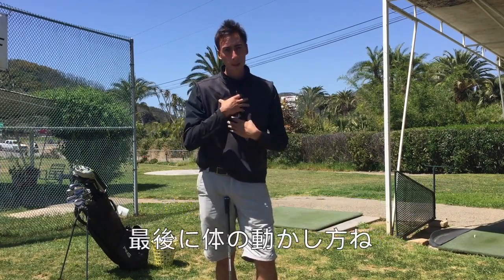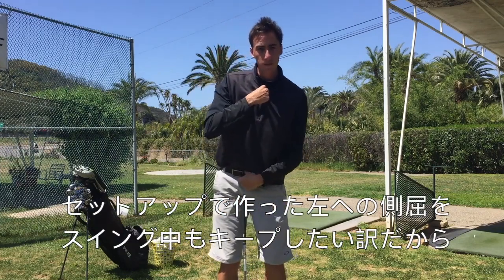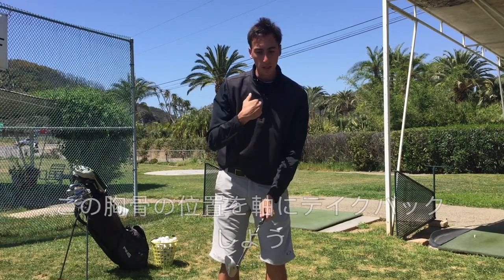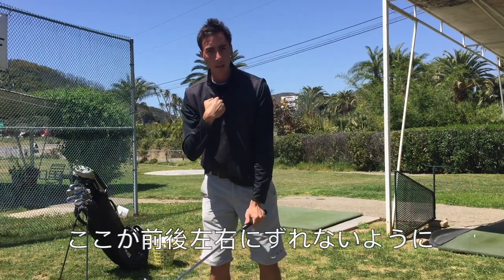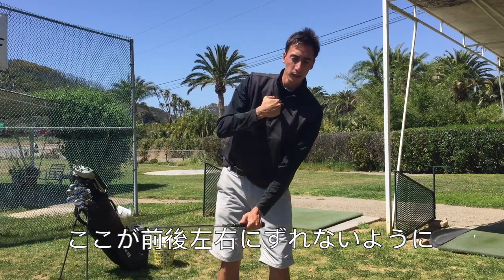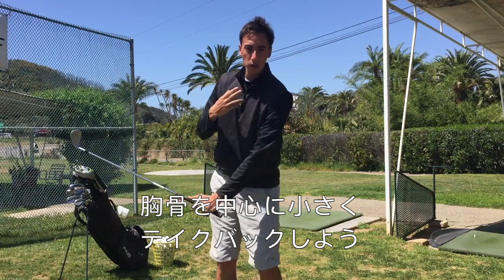All right, so now that you have the takeaway down, now it's time to talk a little bit about the pivot, a little bit about how the body should be working, okay? So since we set up with the sternum in front of the pelvis, we want to make sure that this new point right here, which is the sternum, is our pivot point. So we're not going to be moving off the golf ball, we're not going to be moving into the golf ball either way. We're going to be staying nice and centered and making a small little stroke here.